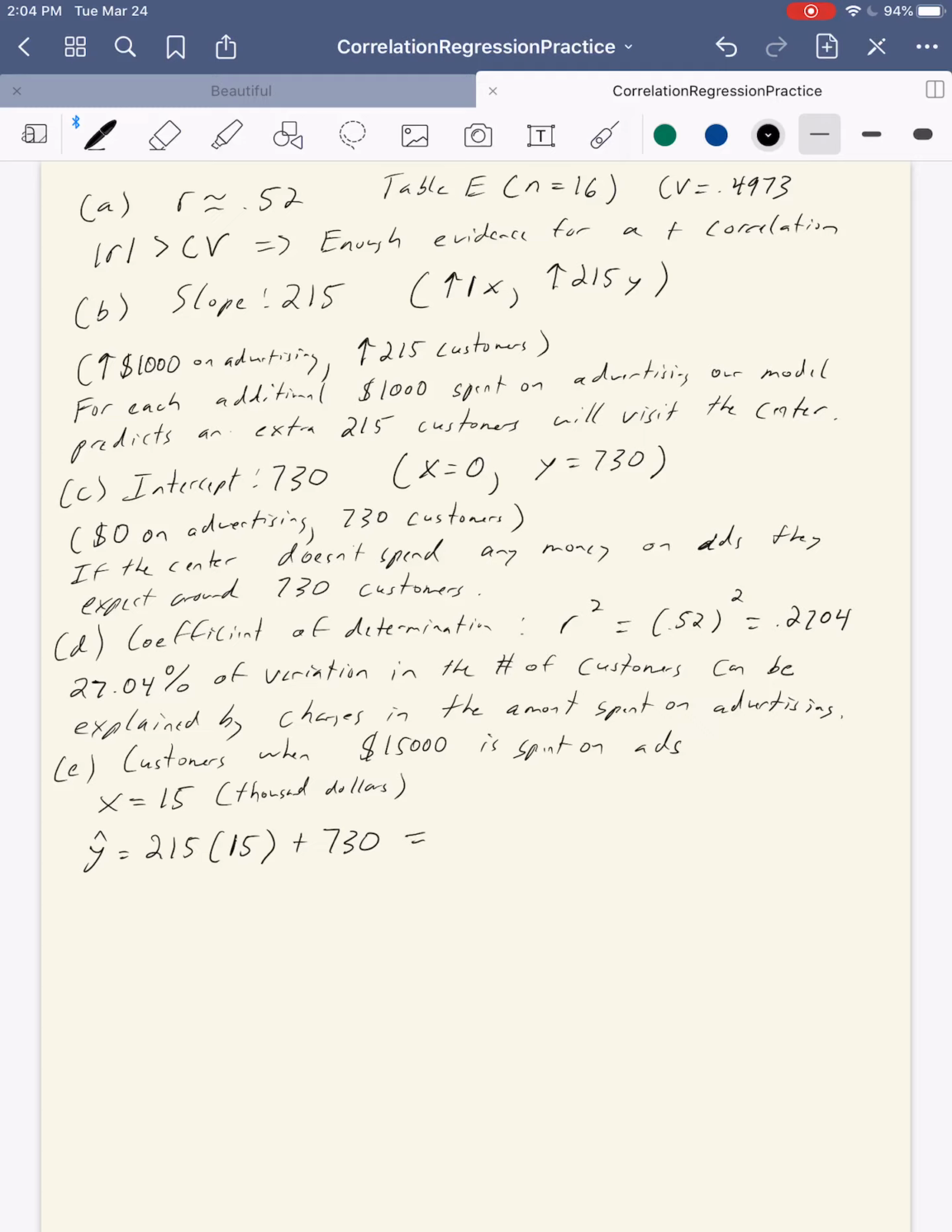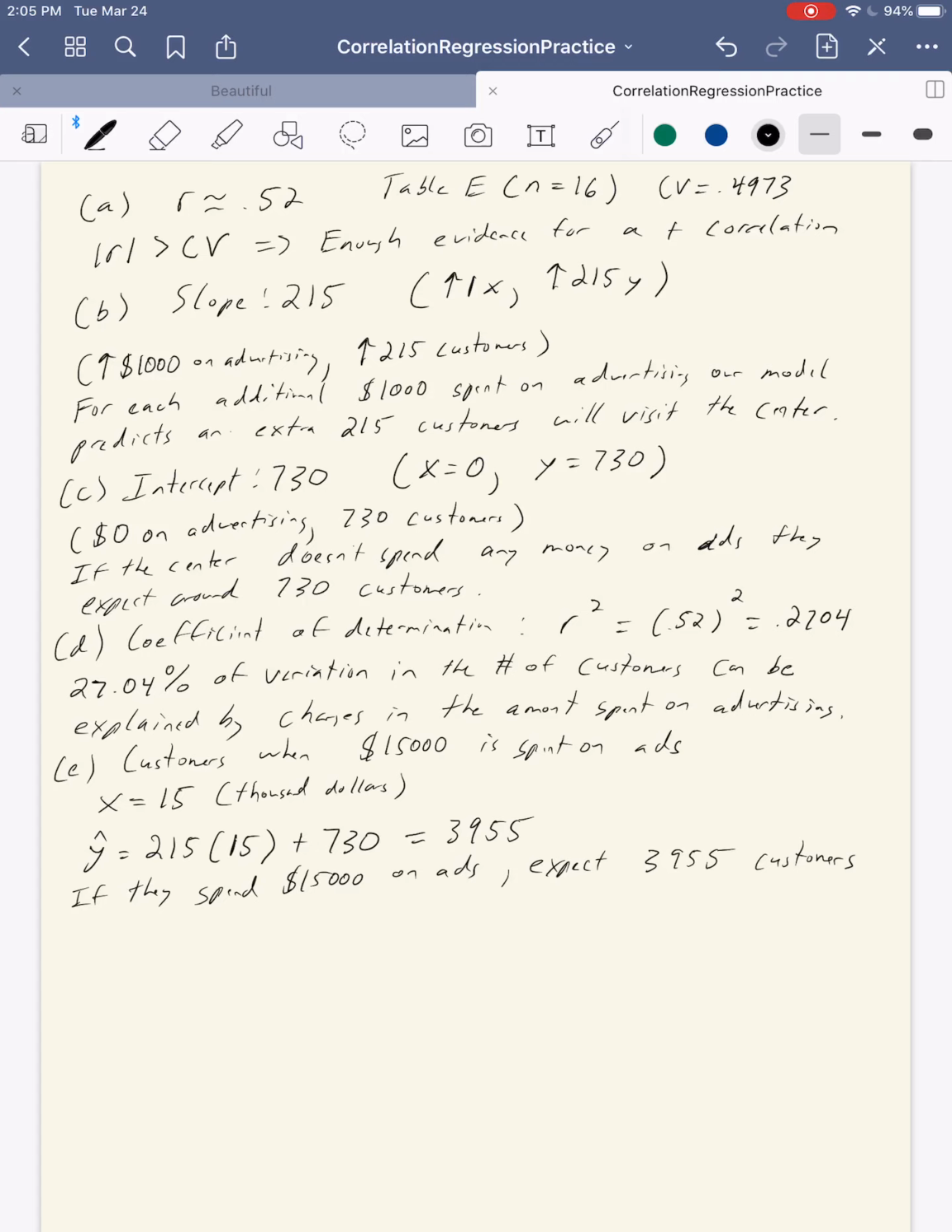So let's go ahead and calculate that. 215 times 15 plus 730. Right, so that looks like we should get 3955. So if they spend $15,000 on ads, they expect 3,955 customers.